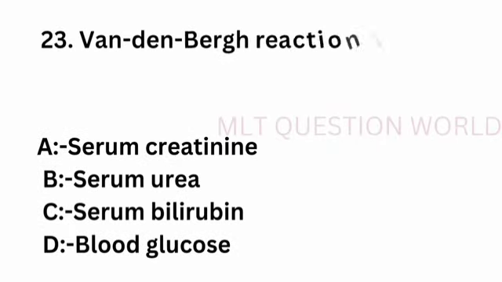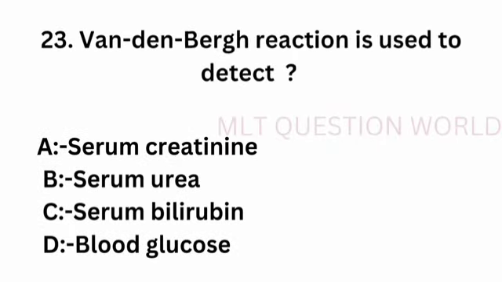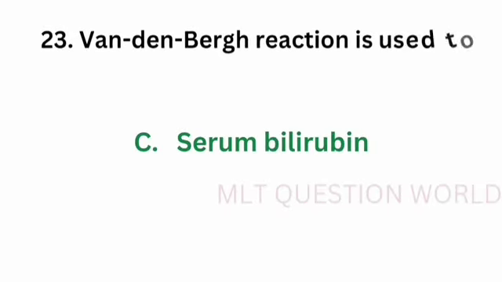Question number 23. Van den Bergh reaction is used to detect option A, serum creatinine, option B, serum urea, option C, serum bilirubin, option D, blood glucose. Which of the following parameters we can detect by Van den Bergh reaction? The correct answer is option C, serum bilirubin. Van den Bergh reaction is used to detect serum bilirubin.